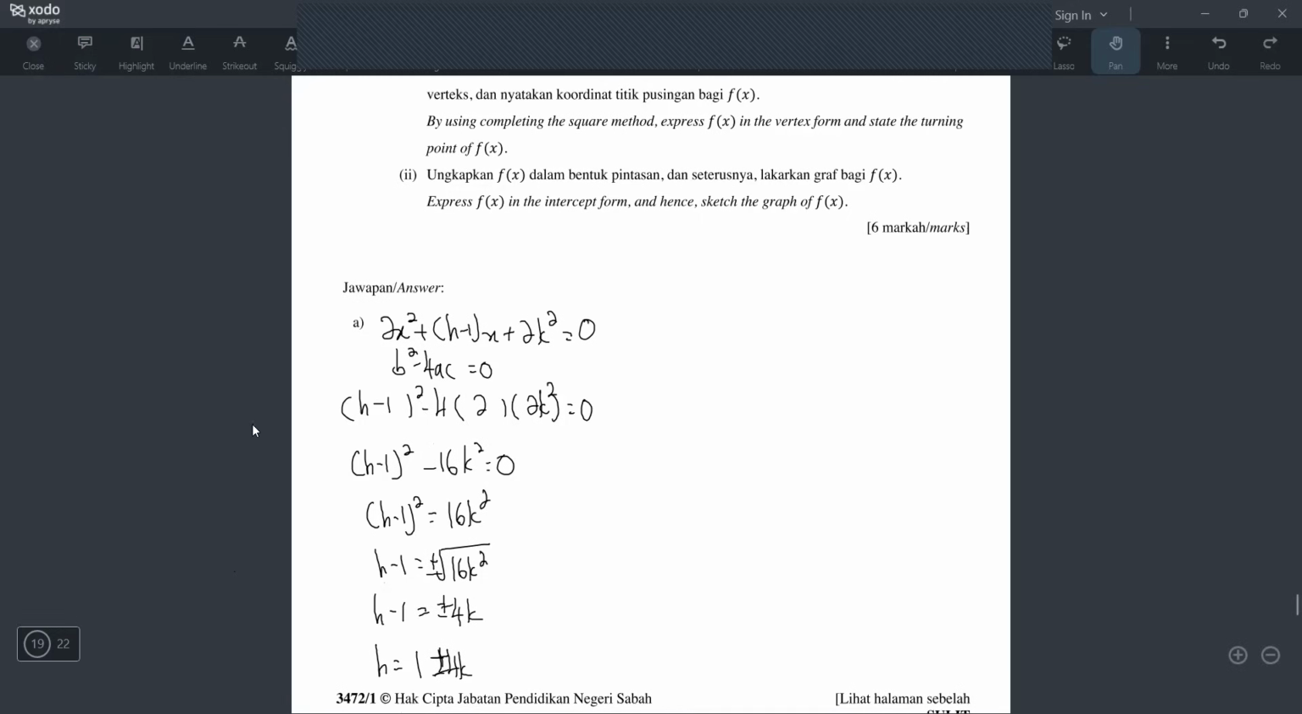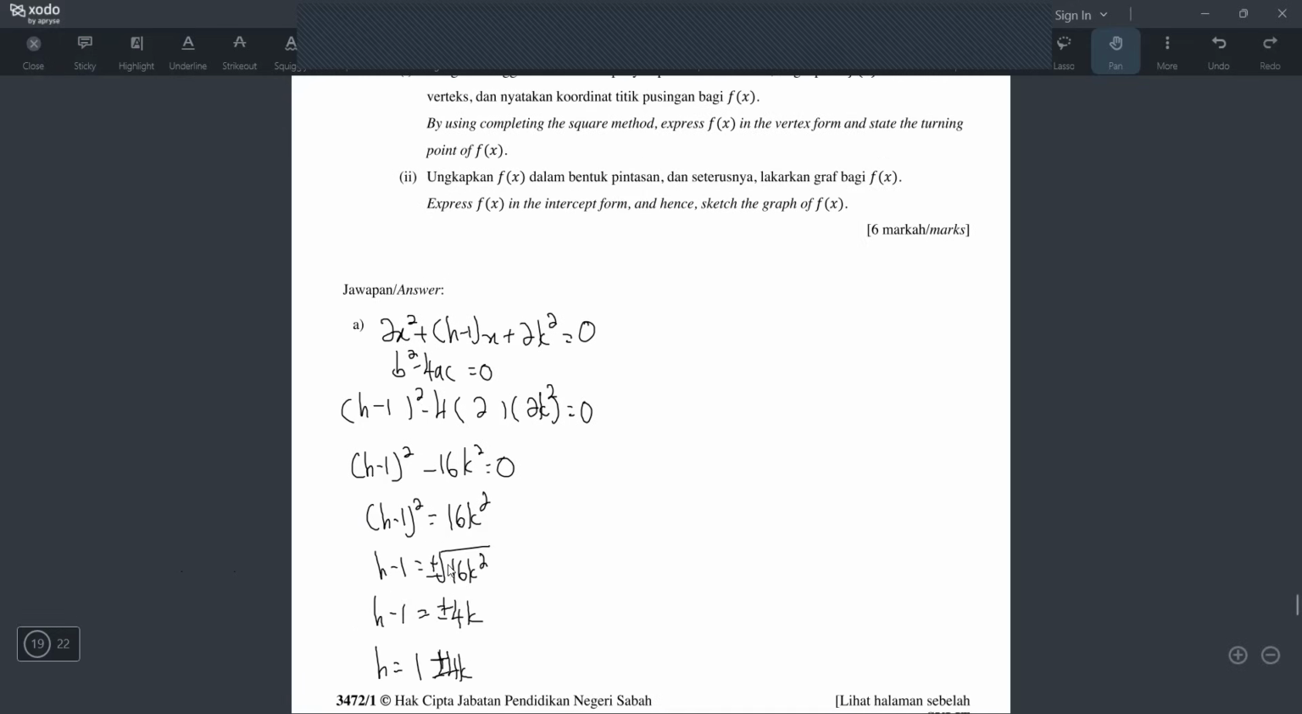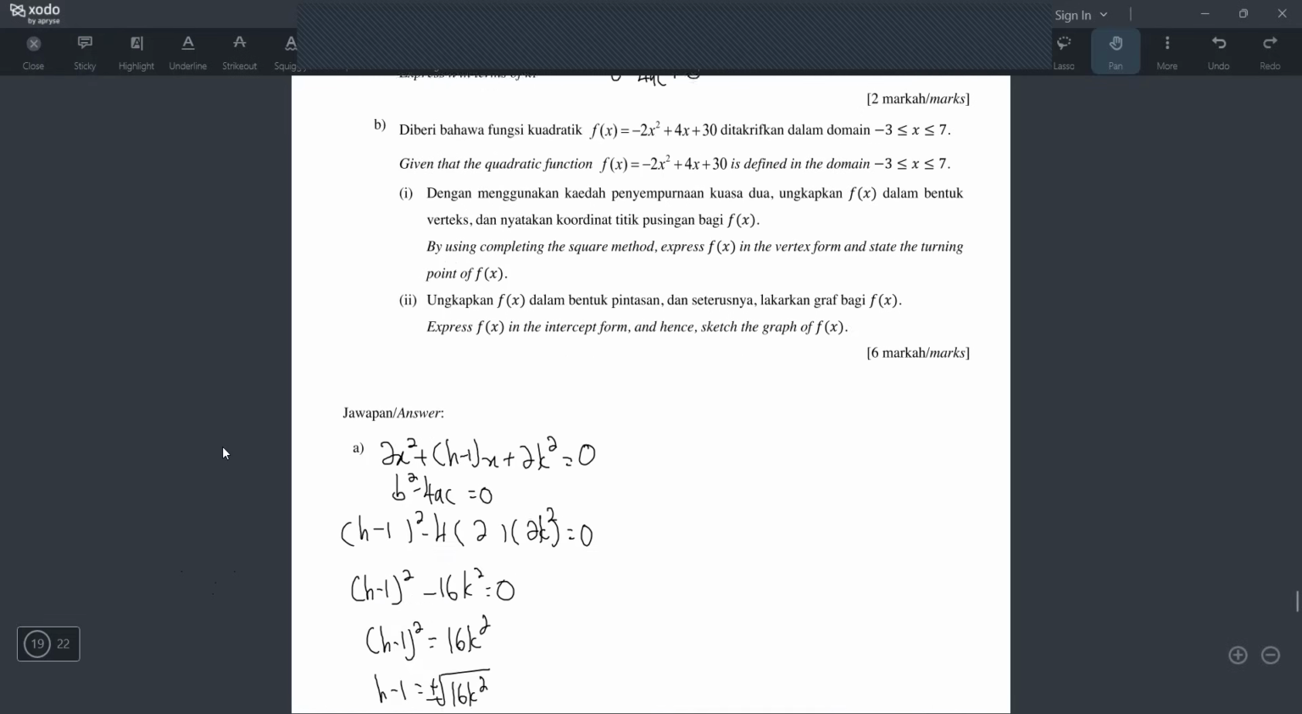So I just do it like this, right? So yeah, because I want to find H, right? So it's better to make your H single, and then later the square and 1 just move to the other side, right? Okay, that's how you get the 2 marks.